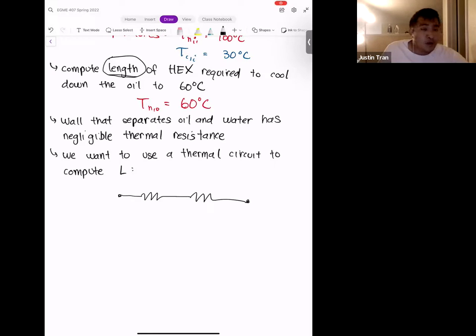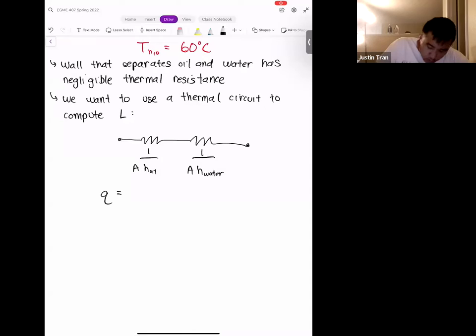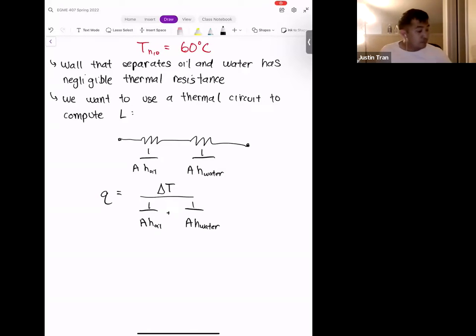Our thermal circuit here looks something like this. If we ignore the conduction resistance of the wall, we're going to have a convection resistance of the oil, 1 over h_oil, and 1 over h_water, both multiplied by A. So we can say that Q, the heat transfer between the oil and the water, is going to be the difference in temperature divided by 1 over A times h_oil plus 1 over A times h_water.